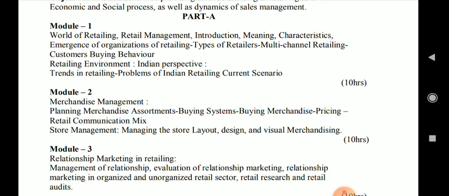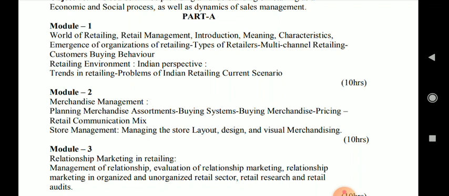So, retail management module number one starts with introduction to retailing, that is, world of retailing, retail management, its introduction. So, basic definitions will be covered here, meaning of retailing, characteristics of retailing, characteristics of retailers, emergence of organizations of retailing, that is, historically how these retailers have developed in India, types of retailers, multi-channel retailing. What is multi-channel retailing?